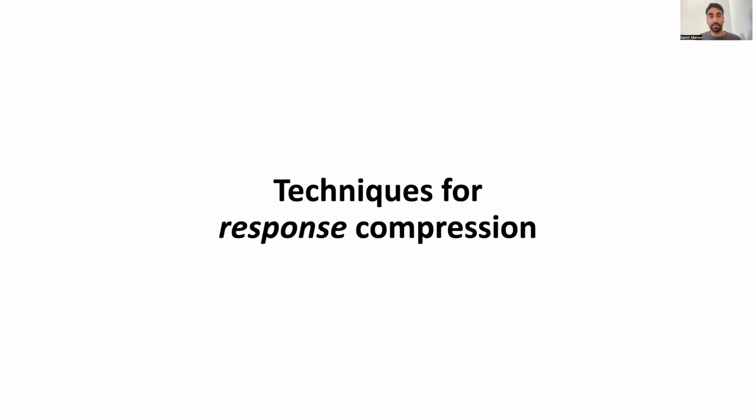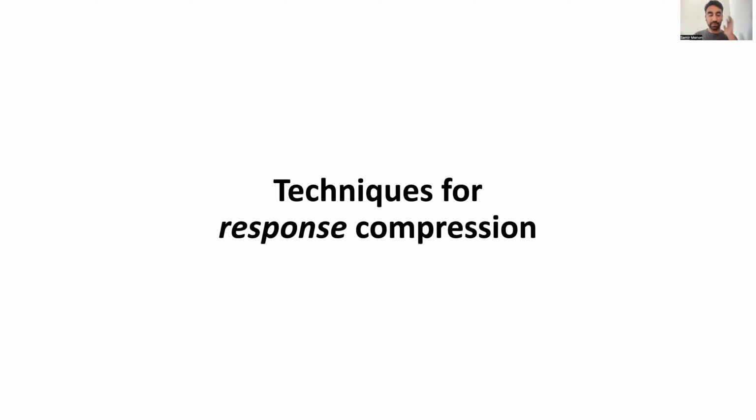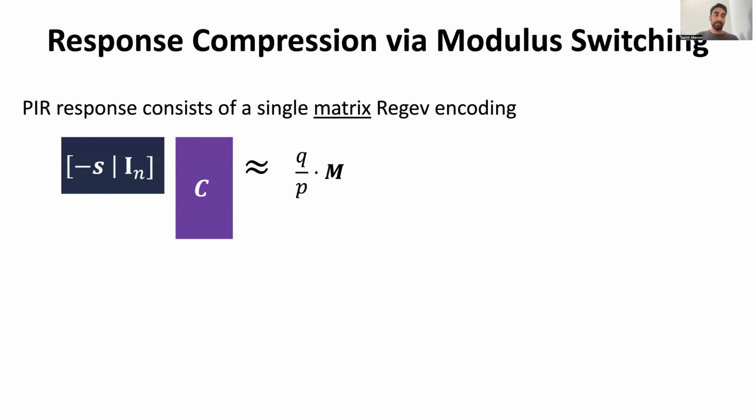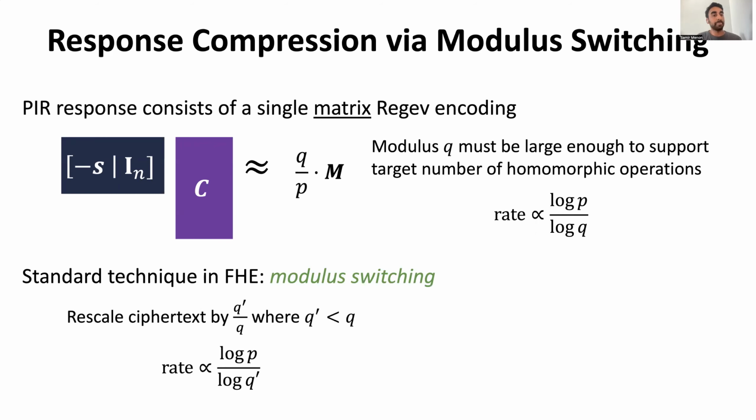Okay, I'll just talk about response compression briefly. We introduce more than one technique for response compression, but I'll talk about one. This is modulus switching. We make a very simple observation that I think is kind of cool. When you want to finally send the response, you have this matrix encoding of a matrix, right? And so the rate scales with log p over log q, right? As long as you choose a sufficiently large n, the rate is about this, right?